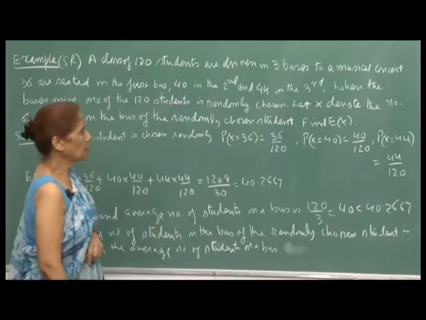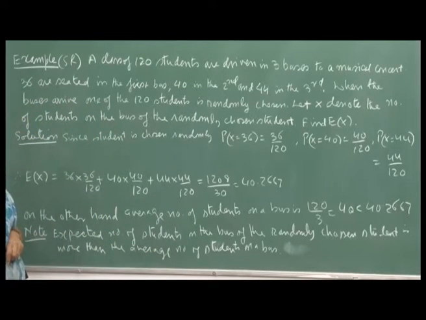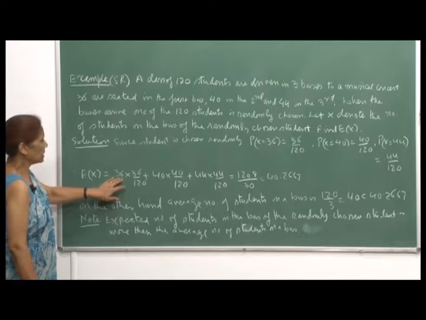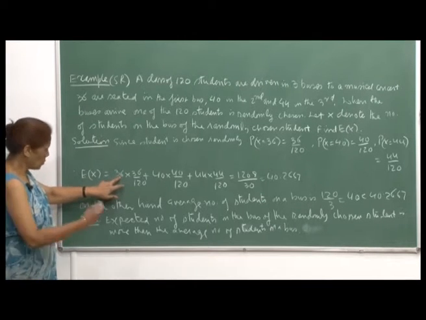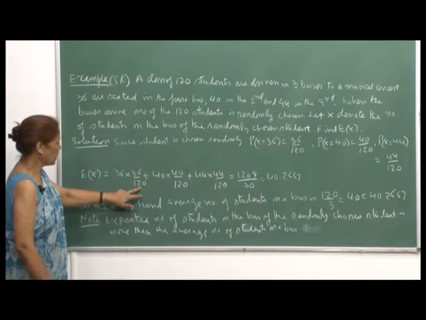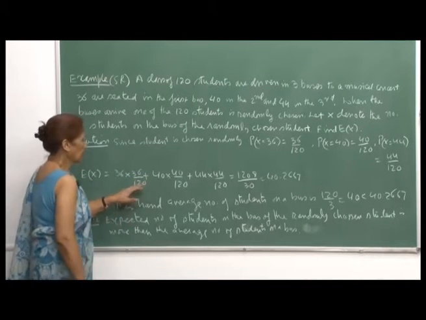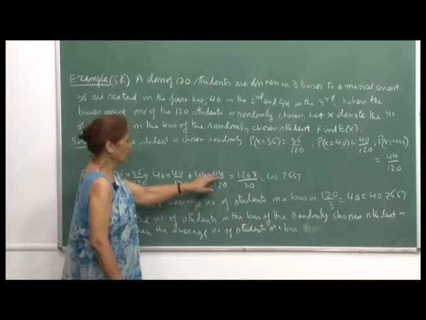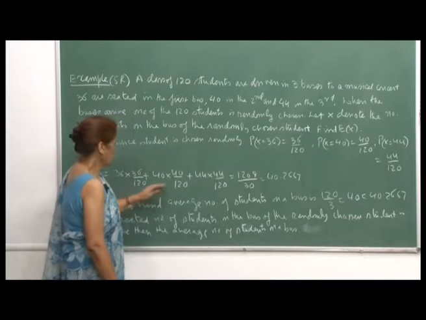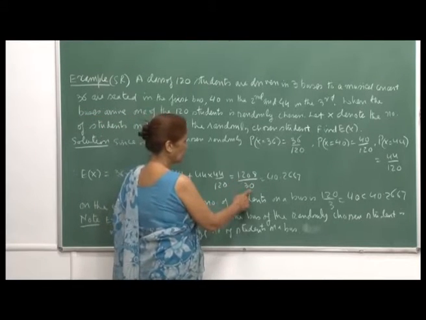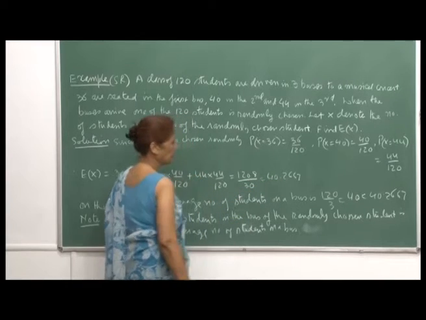So, now if I want to find out the expected value of this random variable, then the expected value will be the random variable takes the value 36 into the probability of that bus being chosen. So, it was 36 upon 120. Then 40 into 40 upon 120 plus 44 into 44 upon 120. Now, when you add up these numbers, this comes out to be 1208 by 30, which is 40.2667.